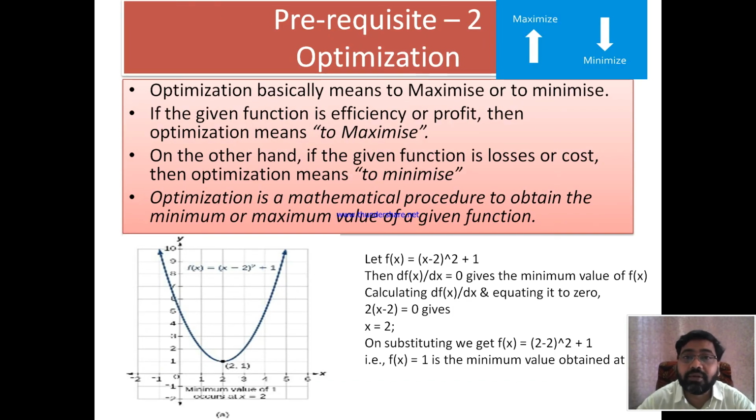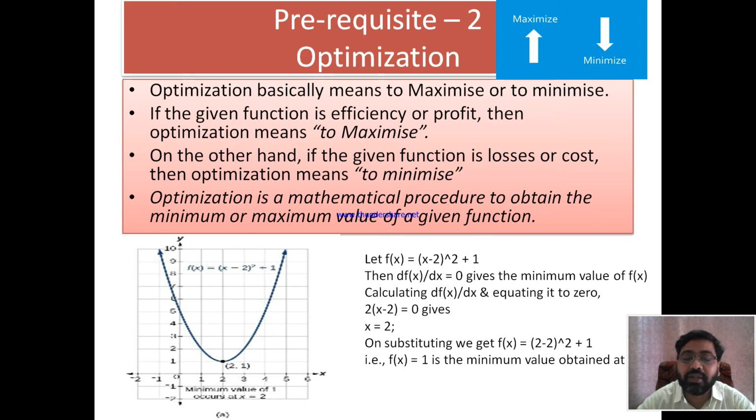And the second prerequisite required to understand the economic dispatch is optimization. Optimization is a mathematical procedure. It basically means either to maximize or to minimize. It depends upon the given function. If the given function is efficiency or profit, then optimization means to maximize. On the other hand, if the given function is losses or cost, then optimization means to minimize. So thus the optimization is a mathematical procedure to obtain the minimum or maximum value of a given function.